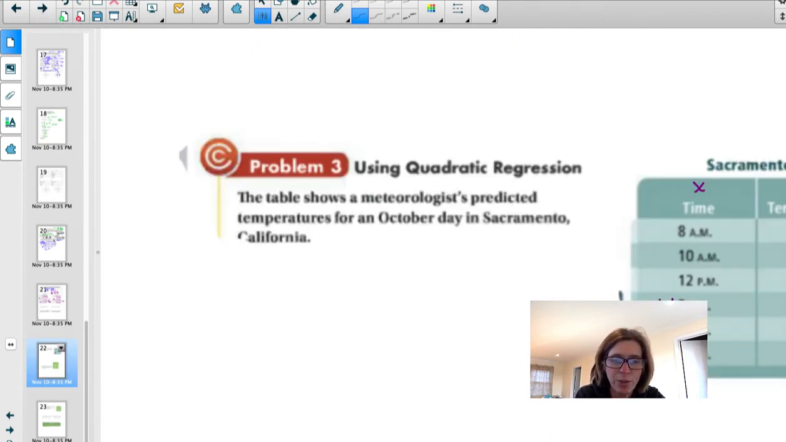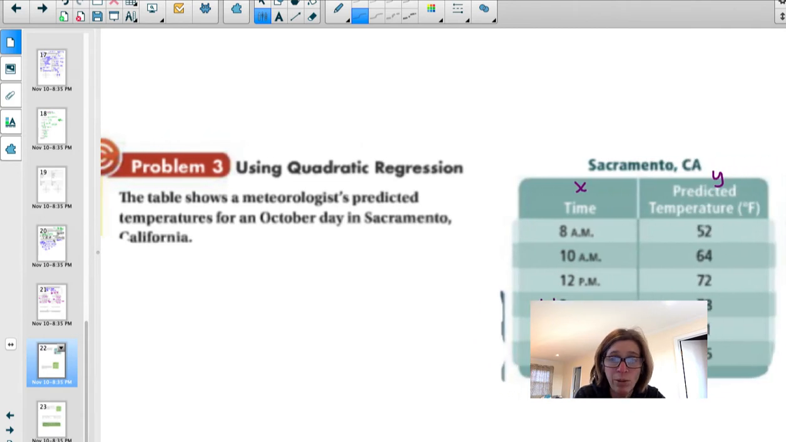Here we've got a table of temperatures in Sacramento, California. We're going to use quadratic regression to come up with a regression model. I said here that X was time and Y was our predicted temperature.